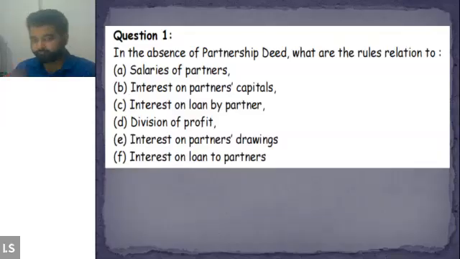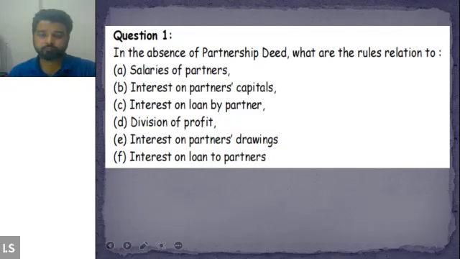So there are a few questions that I need to discuss with you. The first question is, in the absence of a partnership deed, what are the rules in relation to the following? The first thing is salaries of partners. Tell me how salaries will be dealt with if there is no agreement, whether a partner will be entitled to claim the salary or not, whether the salary will be paid to the partner, yes or no.